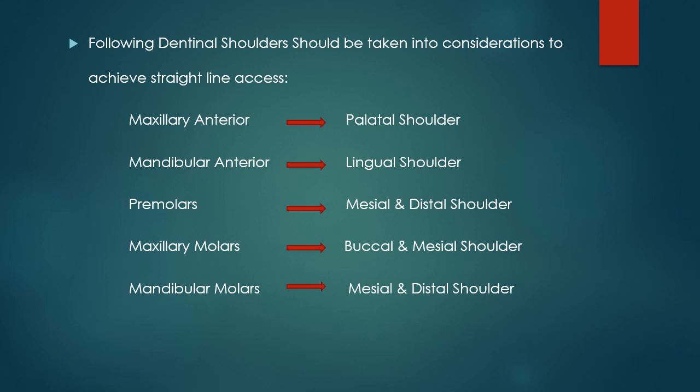Dentinal shoulders: in which tooth which dentinal shoulders we have to consider. Maxillary anterior, palatal shoulder; mandibular anterior, lingual shoulder; premolars, mesial and the distal shoulder. In maxillary molars, buccal and mesial shoulder. In mandibular molars, mesial and the distal shoulder.